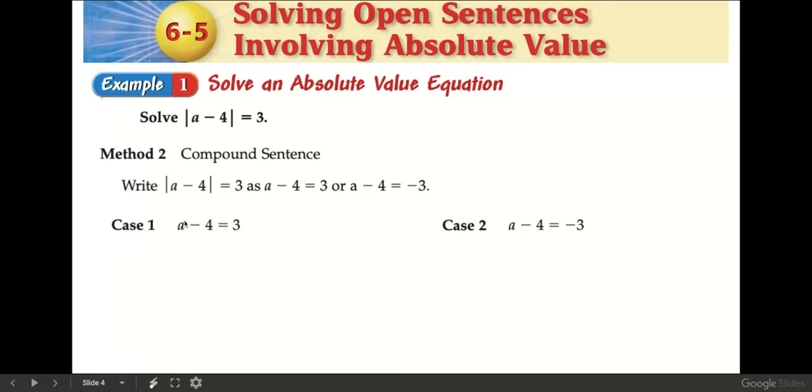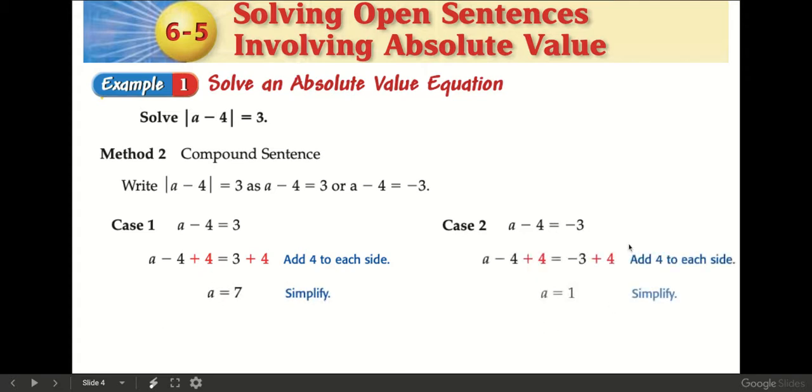One where the value inside of the absolute value symbols is equal to the positive, and one where it is equal to the negative. So let's go ahead and solve case 1. Add 4 to both sides. That would give me a equals 7. Here again, add 4 to both sides, and I'd get a equals 1. So again, I get the same answer whether I solve the two equations from the compound sentence or use the graphing method. The solution set is the same. The solution set is 1 and 7.